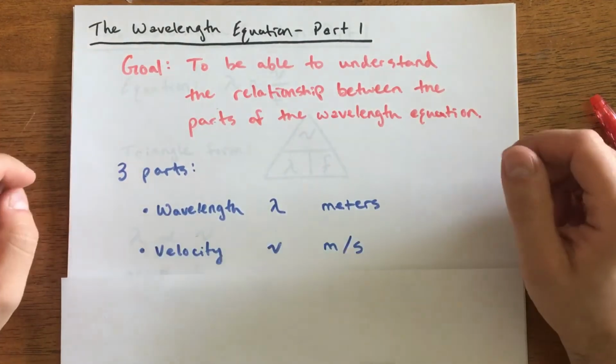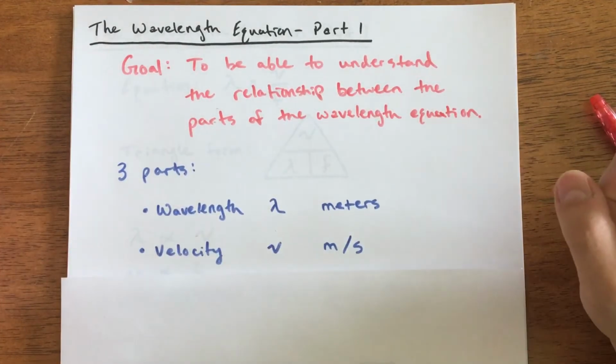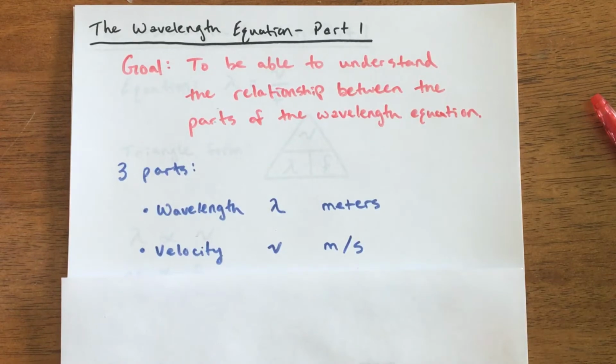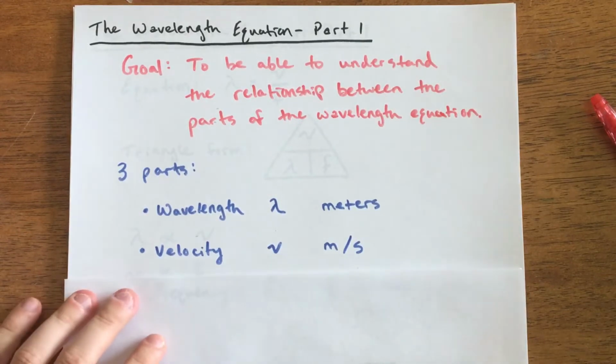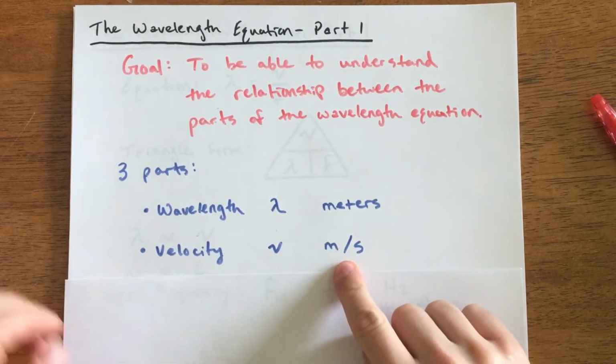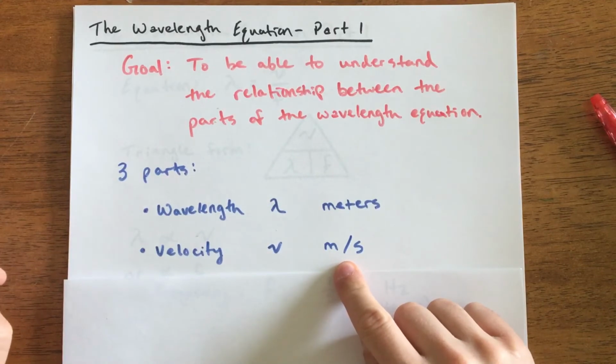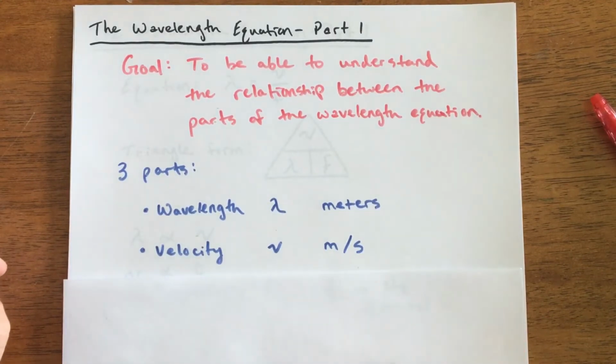The second thing in the equation is velocity. How fast is the wave going? We've talked about this quite a bit, especially earlier in physics. Velocity symbol is going to be v, and its unit is meters per second. So how far can it go in a given amount of time?